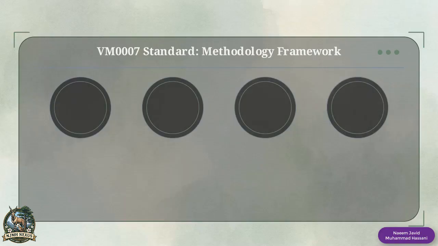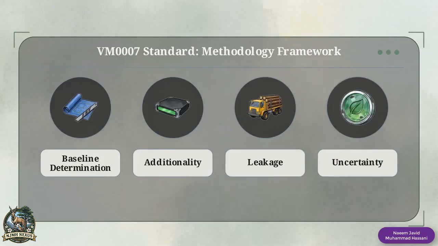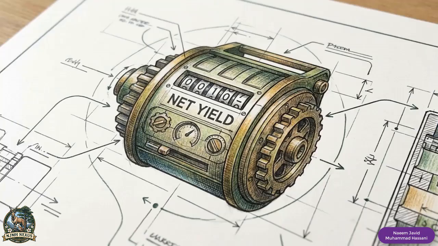Rather than acting as a static calculator, it functions as a modular system that developers configure based on their specific landscape. While the configuration changes, every project must execute 4 mandatory accounting procedures: baseline determination, additionality, leakage, and uncertainty. Mastering this 4-step architecture is the mechanical requirement for determining the final credit volume for any project following this methodology.